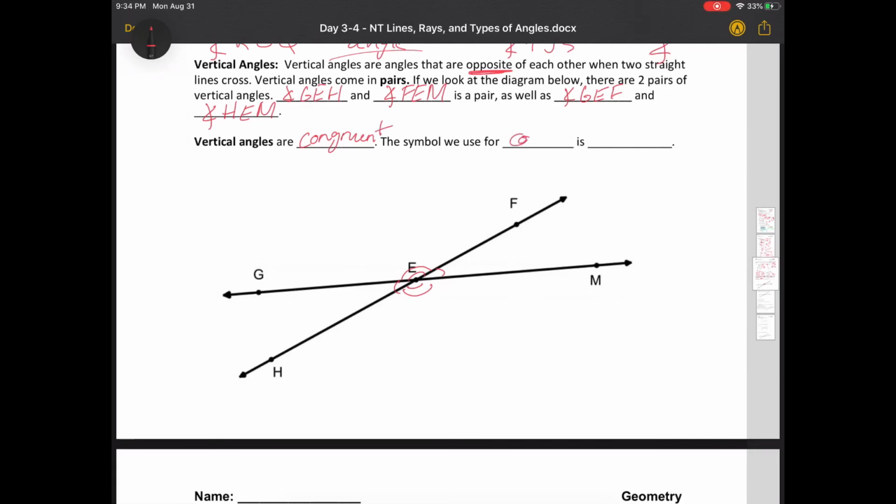And again, the symbol we use for congruent looks like that equal sign with a squiggly line on top. Pretty simple, but also remember when labeling in the picture what I said about this here. When we show two angles are congruent, we have to make sure we put the same amount of arcs or tick marks inside of the angle.